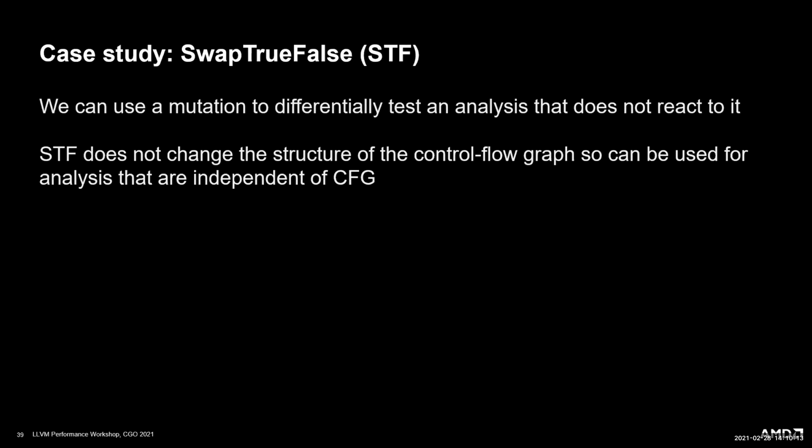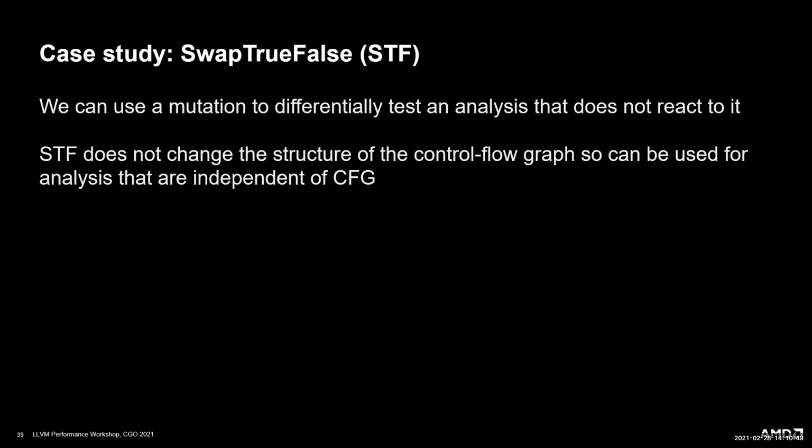For example, the analyses which derive properties out of the control flow, let's say dominator tree, post-dominator tree, and other analyses in the same direction. So these analyses should produce similar or equivalent results with respect to themselves on such a mutation. So we can use this mutation to test such analyses, because we expect that the result won't change. And if it does change, then we know that something may be wrong.